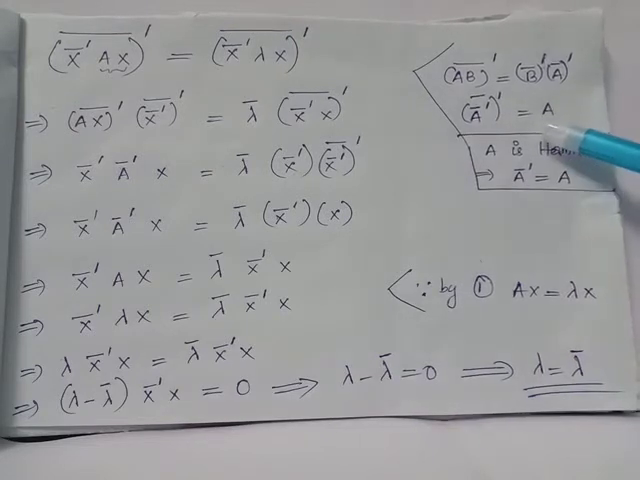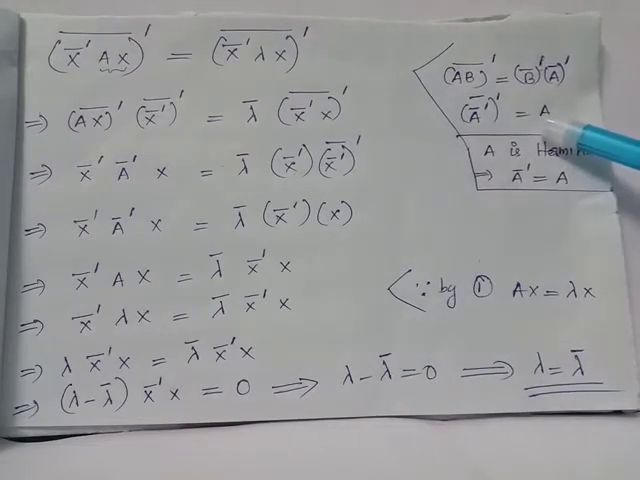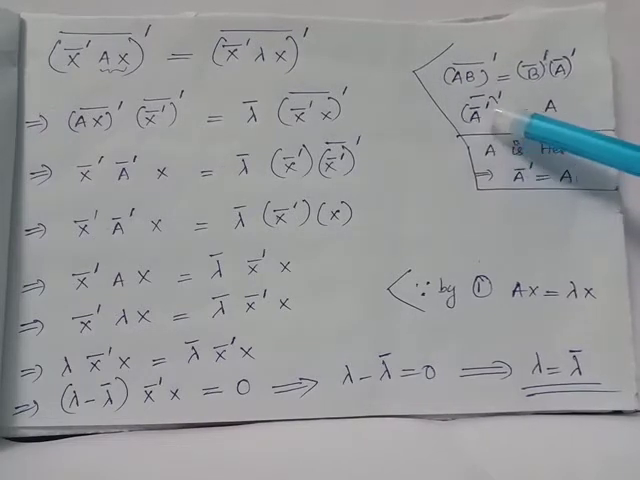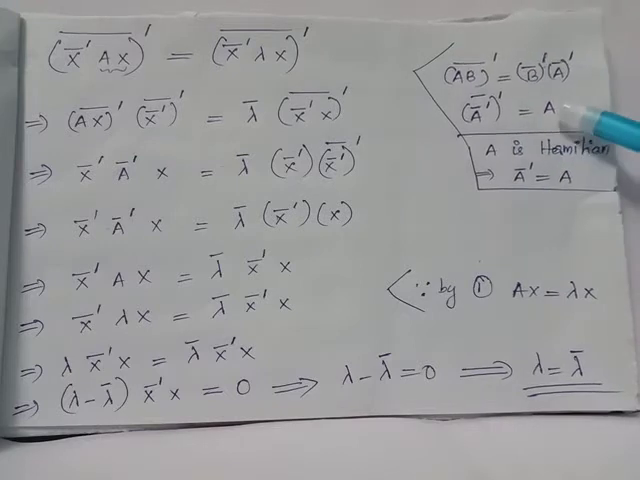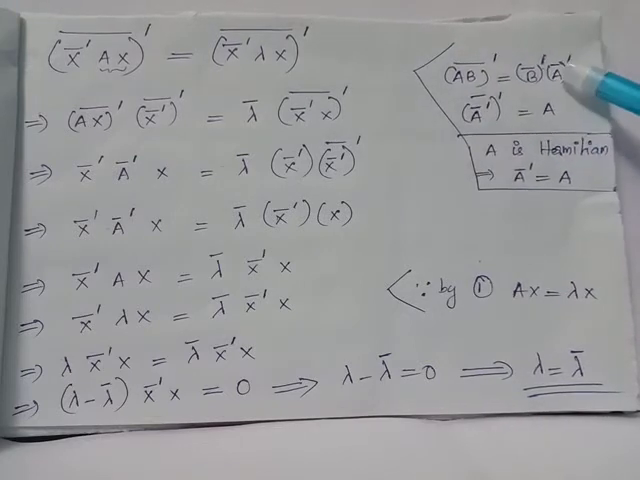And just like we studied (A transpose) the whole transpose equals A, and (A inverse) the whole inverse equals A, we have (A conjugate transpose) the whole conjugate transpose equals A. We make use of these two relations.